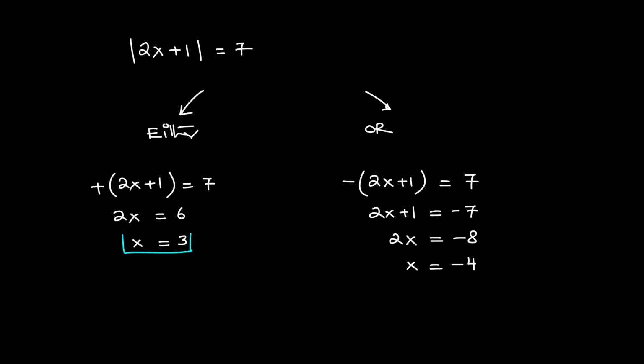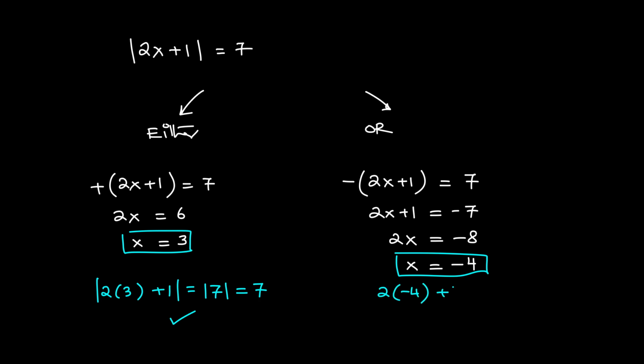Let's double check. x equals 3, x equals negative 4. If we plug it in, modulus of 2 into 3 plus 1. Modulus of 7 is 7. Perfectly all right. Similarly, modulus of 2 into minus 4 plus 1 equals 7. Negative 8 plus 1 is negative 7. The modulus is 7. This is perfectly all right. So this is the beginning of the basic concept of the modulus function.